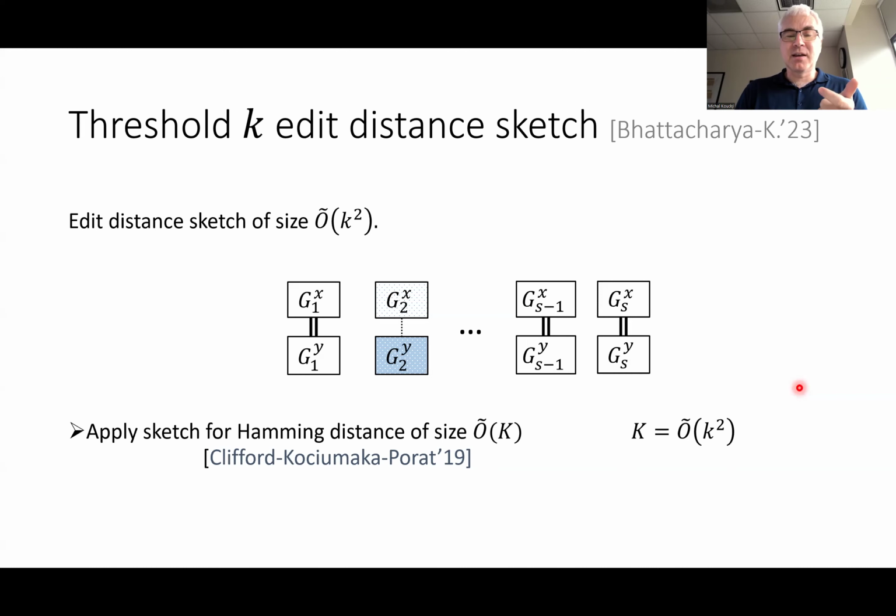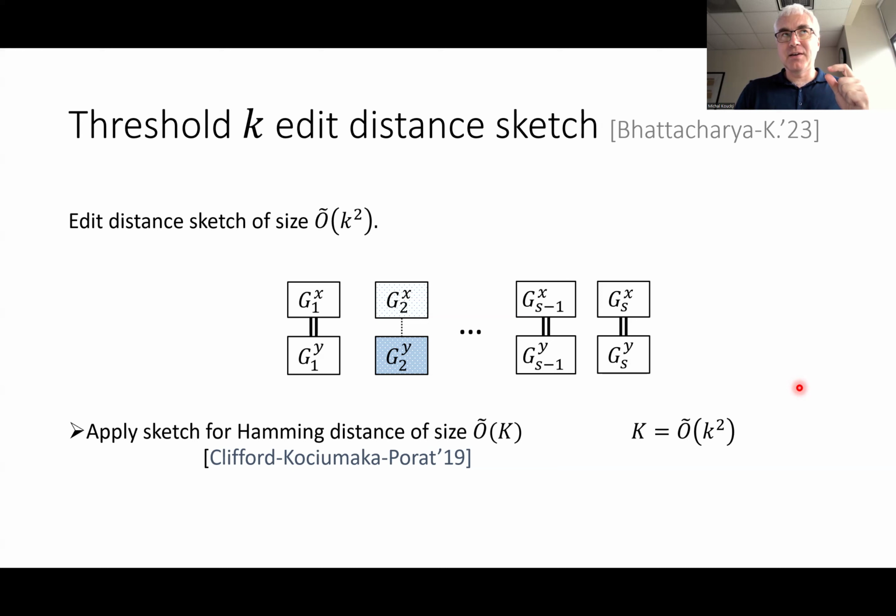So if you can actually recover these grammars, then from those grammars you can recover the blocks, you can calculate their edit distance, and you can actually compute the edit distances of x and y. So for this, what you need is a sketch for Hamming distance, which will be able to handle about k-square errors, k-square differences in the strings.